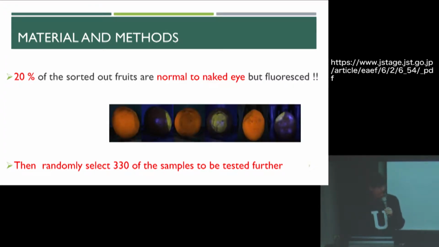And there is an example of the image captured from the equipment. You can see that the left one is the color image, and it looks normal. But when it is transferred to the fluorescence image, it fluoresces in the defective area. So we want to further find out the possible reason for this. We randomly selected some samples to be tested further.